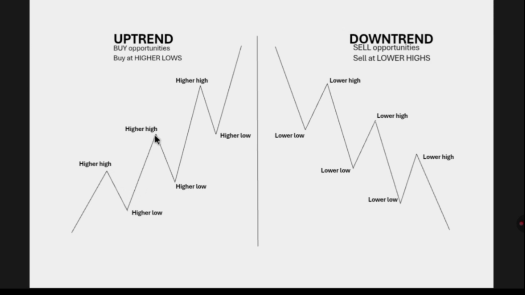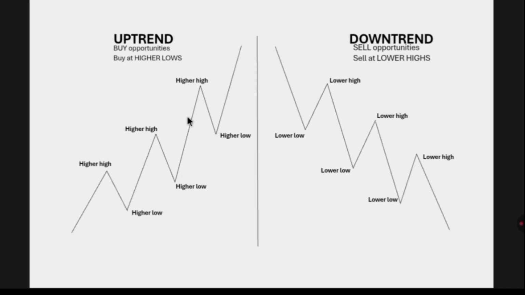So when you see these patterns, you know that buyers are in control. All right, so you can see this is higher high, this is higher low, this is higher high, this is higher low, this is higher high, this is higher low. This is how price prints if it's uptrend. Now your goal is to buy at those higher lows for safest entry.